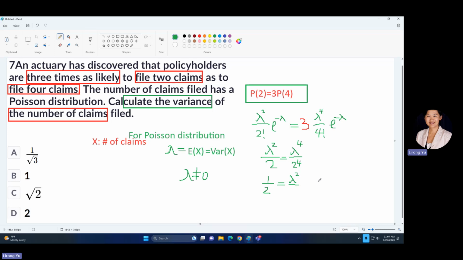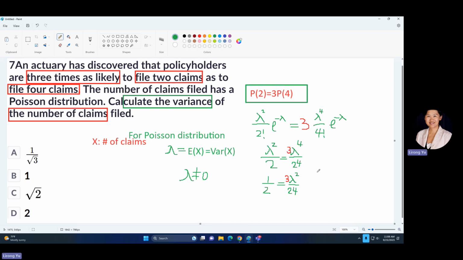Did I forget the 3, right? I totally ignored the 3. I was supposed to multiply by 3 here. So there's this 3, there's this 3 times probability of 4. All right, so then there's still 24.